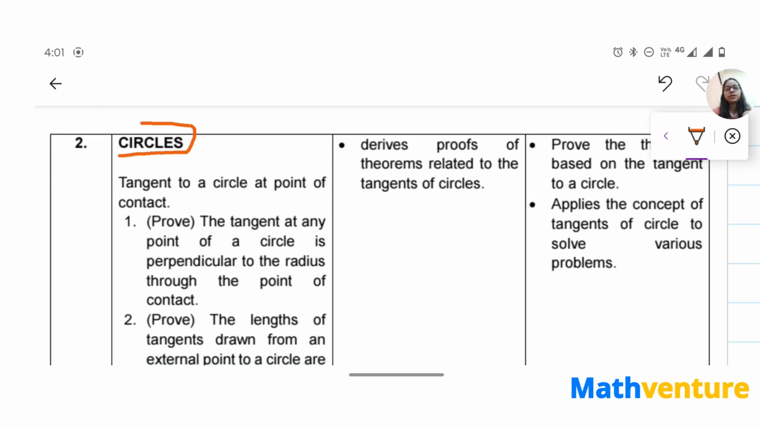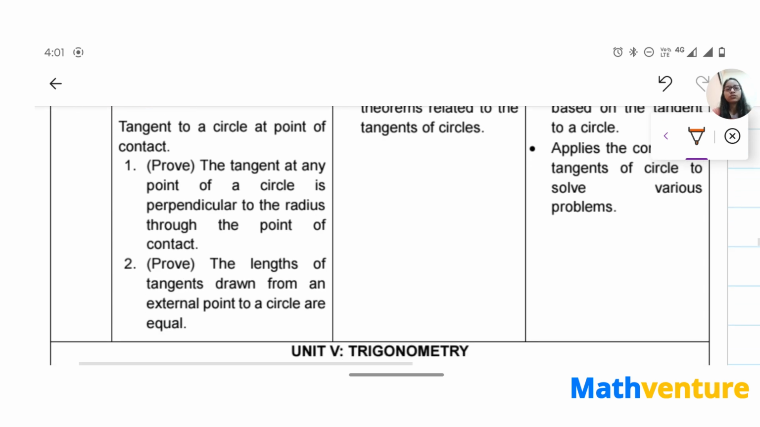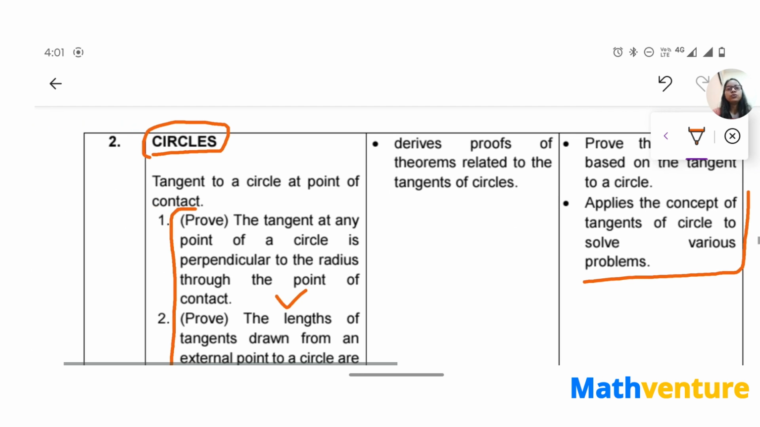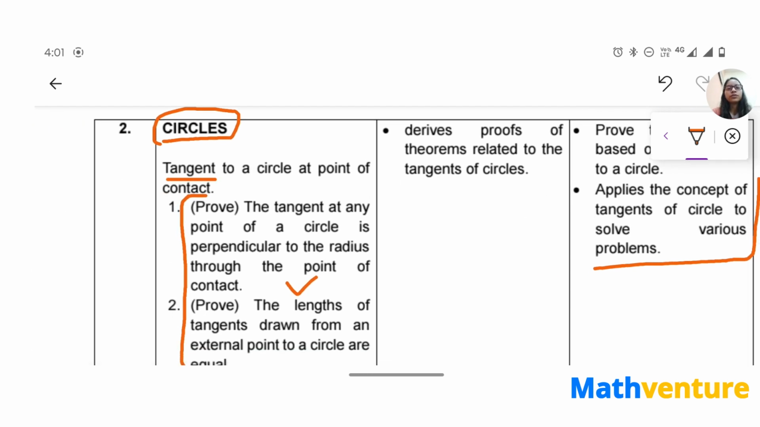The second chapter under this unit, circles, there are two theorems to prove, and based on these theorems you will be asked questions to solve on circles. And a new concept will be introduced here, the tangent. You will learn here what is tangent, what are its properties.